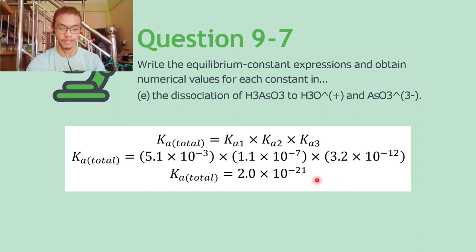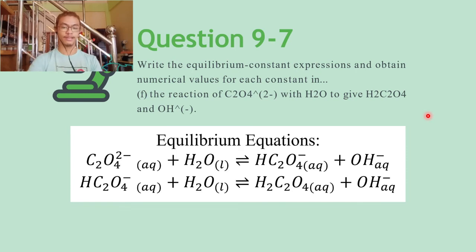So now for the final item for question 9-7, we have the reaction of oxalate ions with water to give oxalic acid and hydroxide ions. So just like in the previous item, we have multiple equilibrium equations. First, we have the oxalate ions plus water to give HC2O4 minus plus OH minus, and then the HC2O4 minus reacts again with water to yield oxalic acid and hydroxide ions.